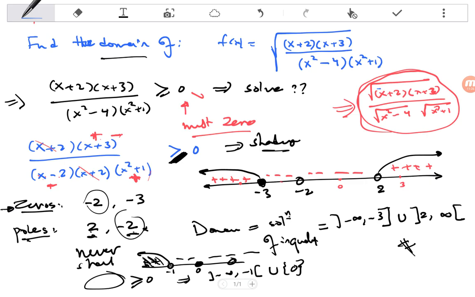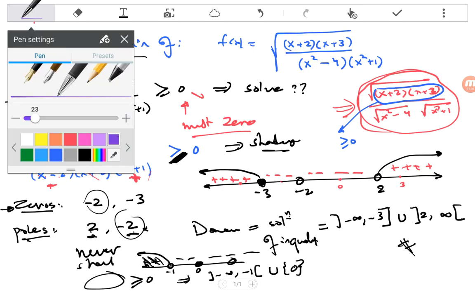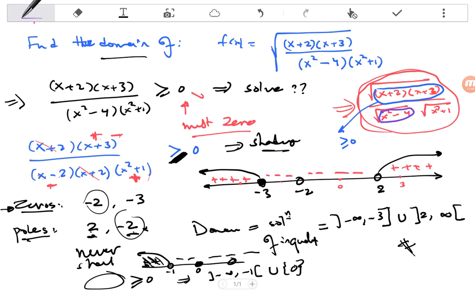What do I mean by that? This is restriction number 1, which needs that what is inside that root would be greater than or equal to 0. That one should be greater than or equal to 0. And also we need the next restriction. What is the restriction on x squared minus 4 in this case? It should be greater than 0 or greater than or equal to 0? Greater than 0. Only greater than 0. I cannot put an equal sign because it is in the denominator.